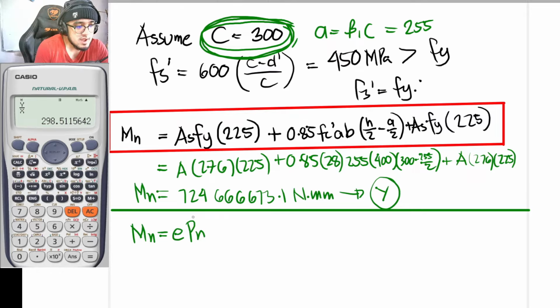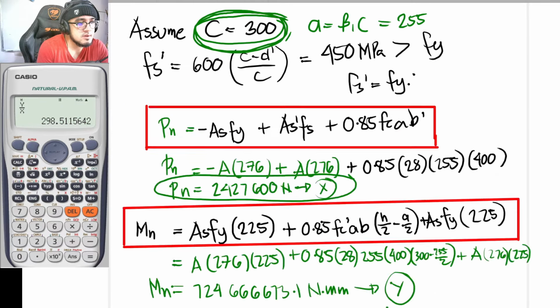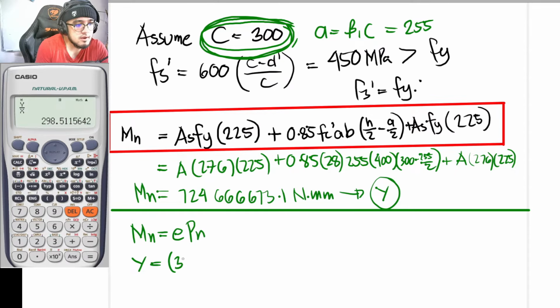So Mn is equal to Y, as stored here, and this is to be equal to E. Now let us put the value we want for E, which is 350 mm. That is what we want to get. So this is now equal to 350 mm times Pn. Pn is actually unknown because you have already solved for Mn. So solving for Pn, Pn is now equal to Y divided by 350.